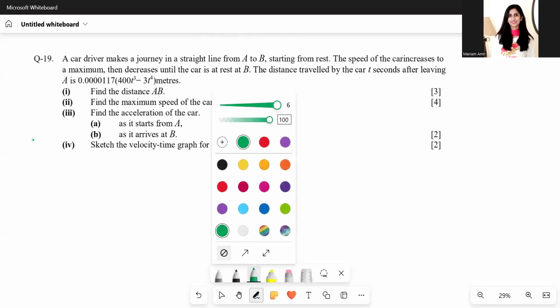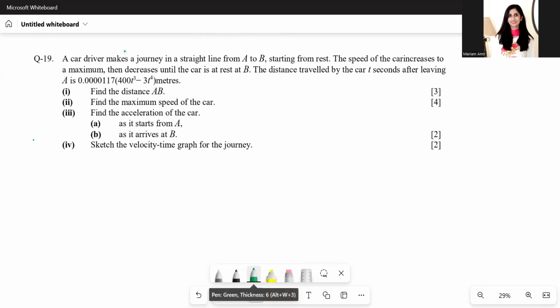Question number 19. A car driver makes a journey in a straight line from A to B, starting from rest. The speed of the car increases to maximum, then decreases until the car is at rest at B. So it starts at rest and reaches B and goes back to rest. The distance traveled by the car t seconds after leaving A is given by this.